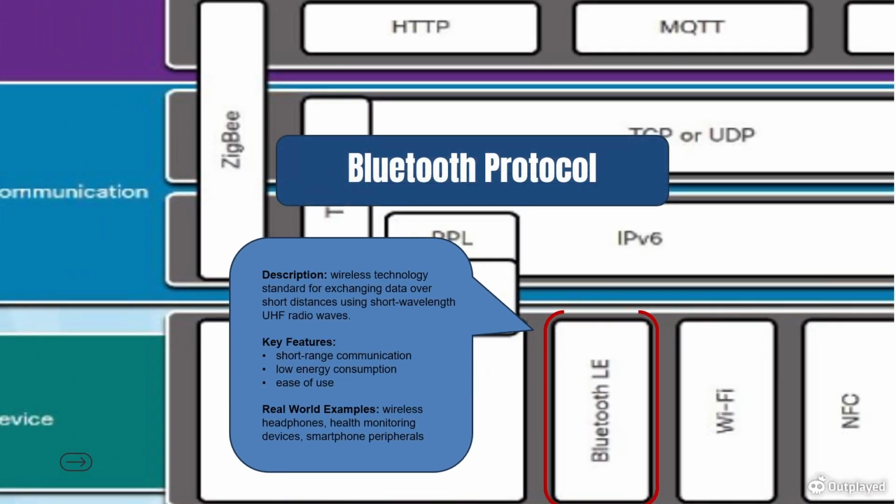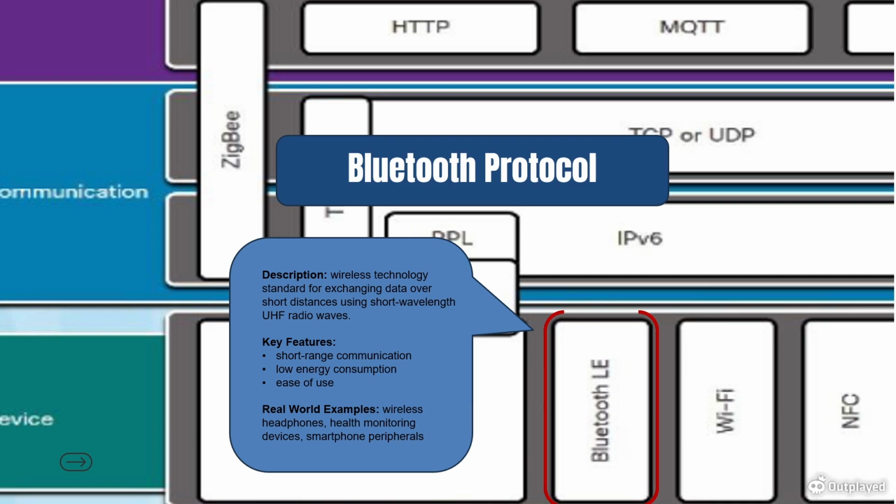So lastly, we talk about Bluetooth, which is a wireless technology standard for exchanging data over short distances using short wavelength UHF radio waves. The diagram shows Bluetooth in the network access layer, demonstrating its use in connecting personal devices such as fitness trackers to smartphones. This emphasizes Bluetooth's role in personal area networks, PANs.